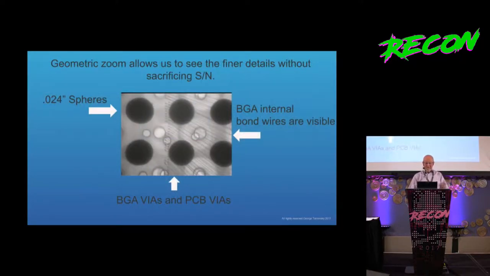Okay, so the spheres are 24 thousandths of an inch. You can see, again, everything's clear. The reason why this appears to be somewhat mixed up, where you've got vias on top of vias, vias sitting next to them, is you're looking at a BGA. The BGA platform itself is a ball grid array platform, the base is a PC board. So you're looking through that PC board, and you're looking through the actual PC board that it's mounted on top of. So you've got a lot going on there, but you can see the vias.